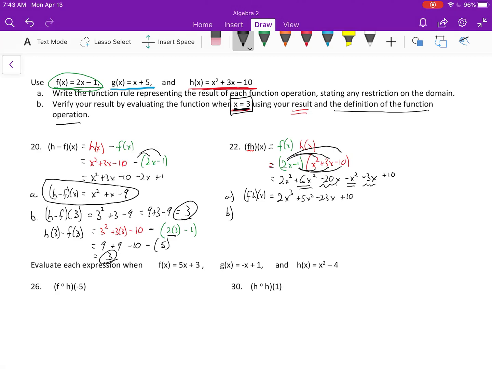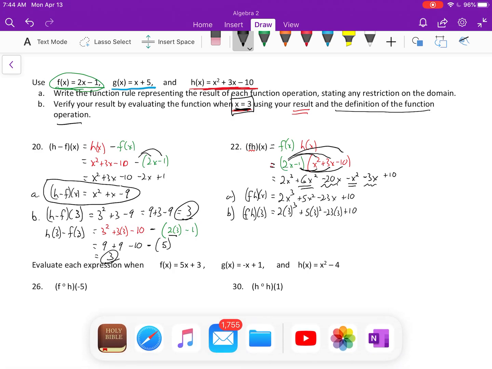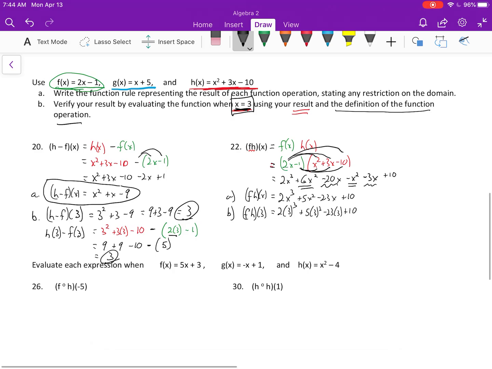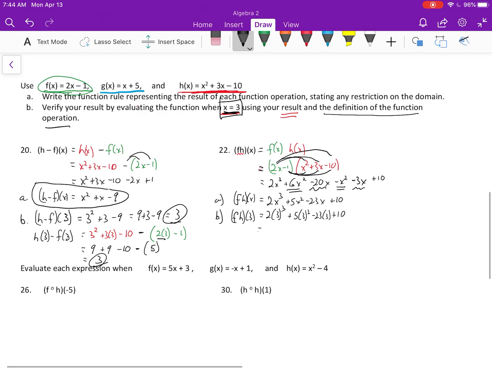Now part B, we want to plug 3 into this function. So f times h of 3 means we put 3 into each of these. We could do this by hand, but for the sake of time, let's go ahead and, I thought I had a calculator right here. Well, I guess we'll do it by writing it out.